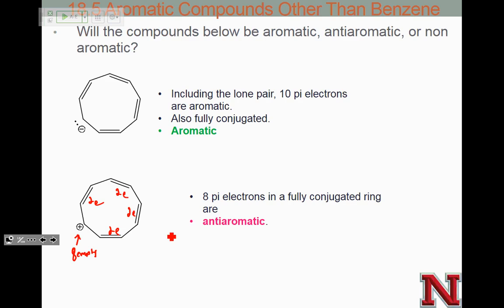Now remember, if this didn't have a charge, it would just be sp3, and it would be non-aromatic because we wouldn't have a fully conjugated system. So it's just the fact that it has a charge that even allows us to have that unhybridized p orbital. If there's no charge and it's a carbon, then it won't have any aromaticity.